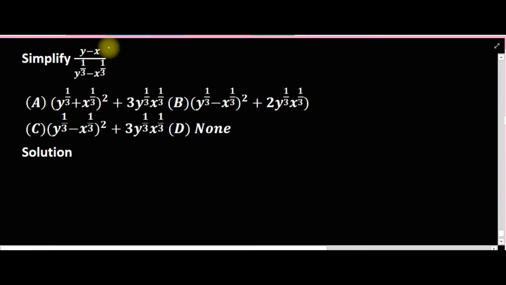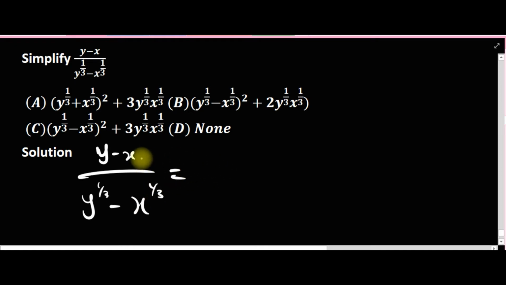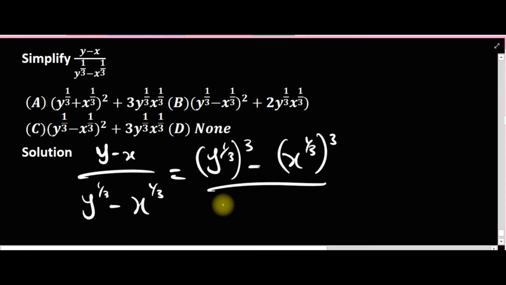Well, okay, to solve this, we are seeing 1 over 3 here. So what I will do is write this as 1 over y^(1/3) minus x^(1/3). So I can write this as y^(1/3 times 3), which is y, minus x^(1/3 times 3). So nothing has spoiled. We are trying to relate the numerator and the denominator, and this has turned out to be a difference of two cubes.